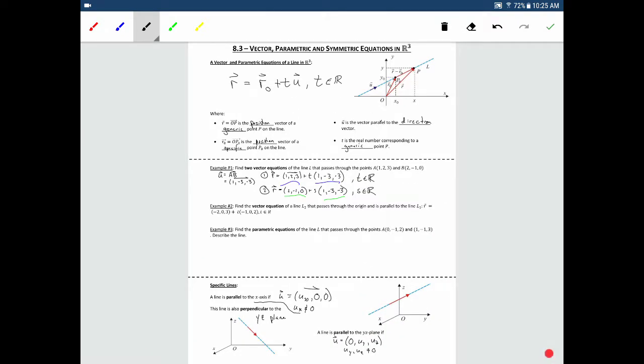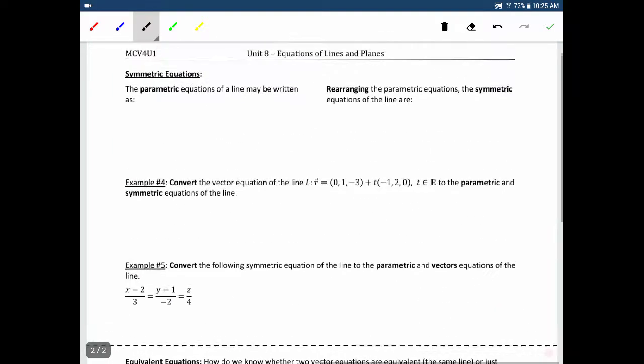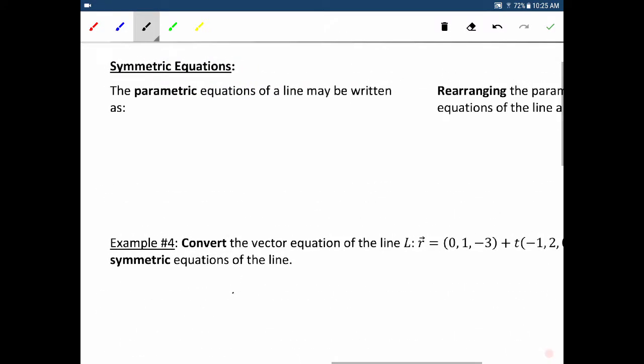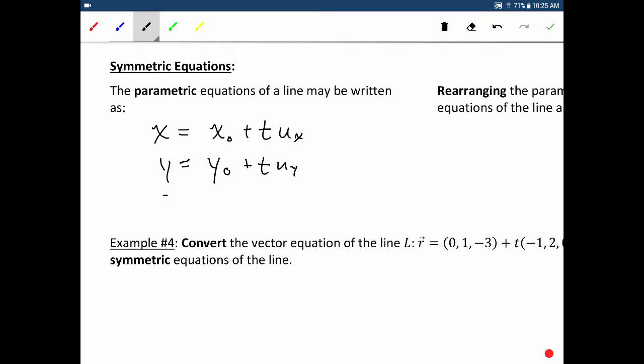So that's that. So let's jump over and look at these symmetric equation things. First of all, the parametric equation of a line may be written, so I can break up that same equation that I had before, and I can say x is equal to x0 plus t times the x component of u.